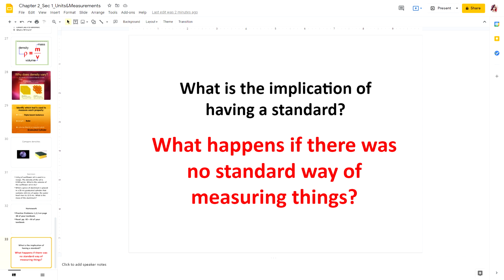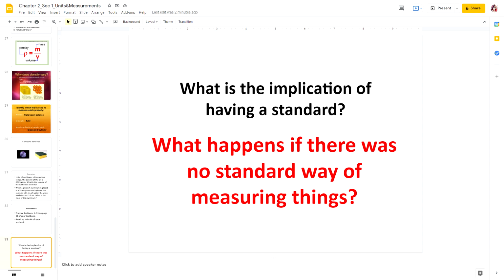So nowadays, when we say 1 kilogram, you know how heavy a kilogram is and how long a meter is. And in terms of telling time, we use a specific standard. So having a standard is very important in our daily lives, right? If there was no standard way of measuring things, then what do you think would happen? There will be chaos. There will be confusion.